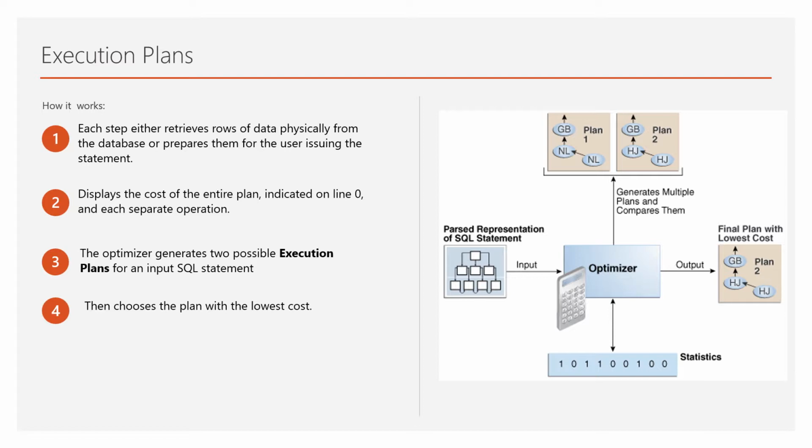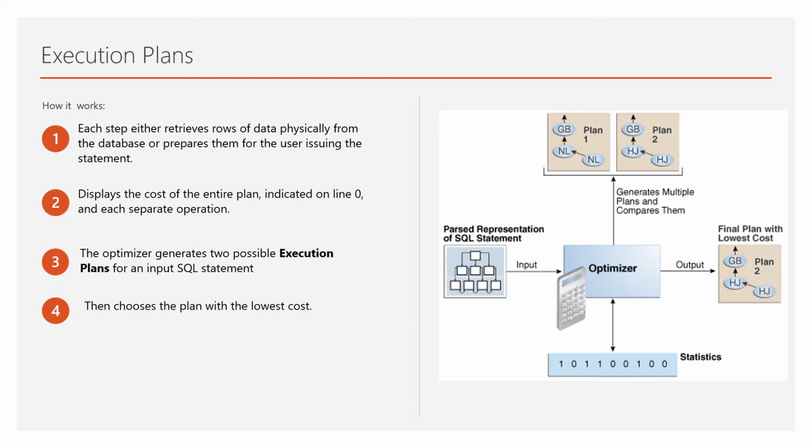An execution plan describes a recommended method of execution for an SQL statement. The plan shows the combination of the steps executing an SQL statement. Each step either retrieves rows of data physically from the database or prepares them for the user issuing the statement. An execution plan displays the cost of the entire plan, indicated on line 0, and each separate operation.